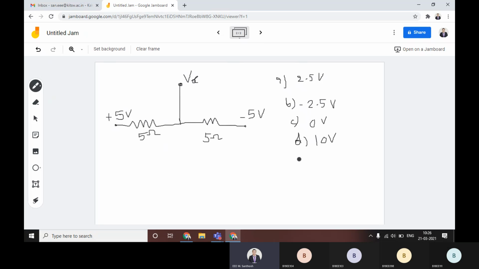I hope now you can answer. It is also simple. You have to apply 0 volts. Very good. 0 volts. Exactly. How did you calculate 0 volts? Can you tell us? It is the correct answer. How are you telling 0 volts? Just explain in your own words.